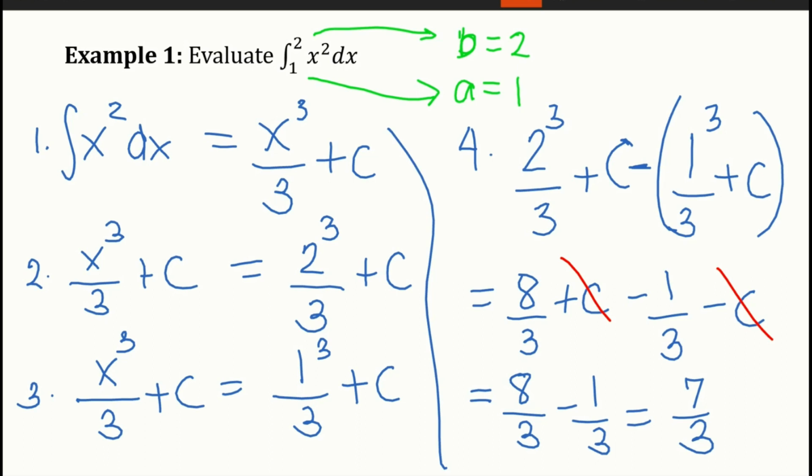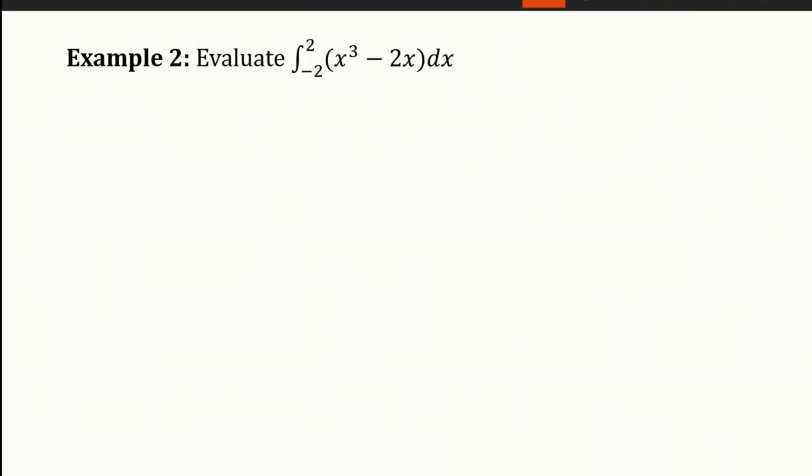So which is 7 thirds. And this time we are no longer putting plus c because, as you notice, we cancel the plus c. So that's the basic of evaluating the definite integral of the given function. So let's continue with example number 2.